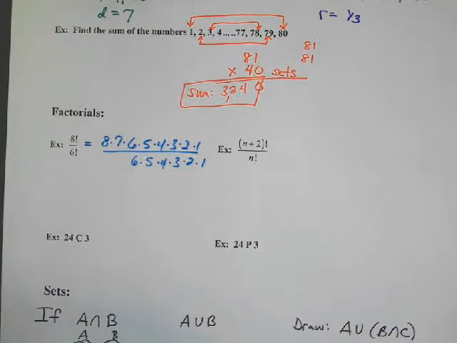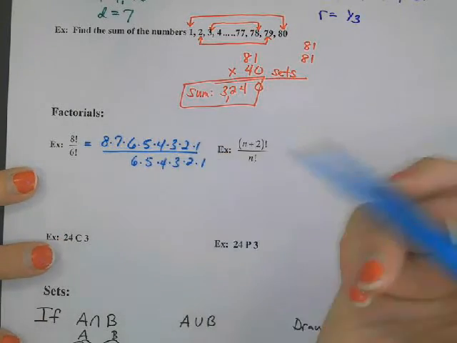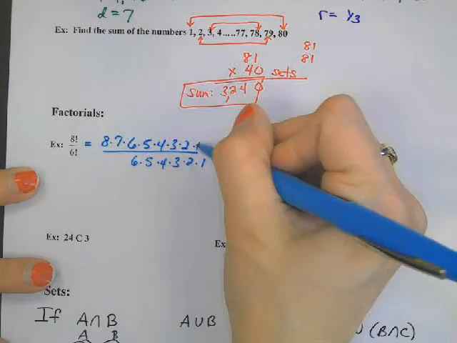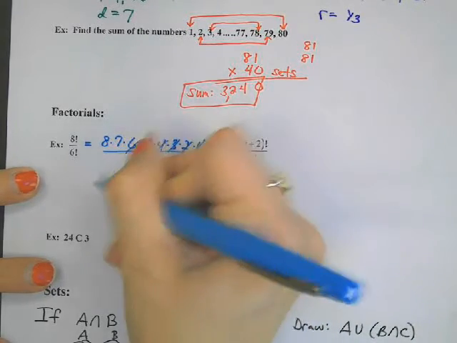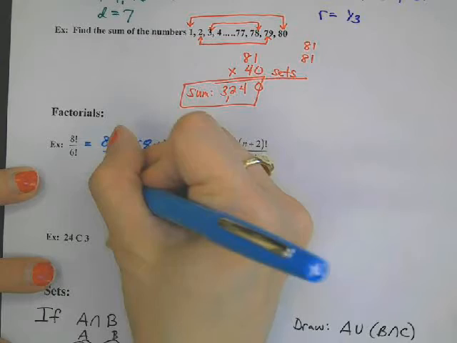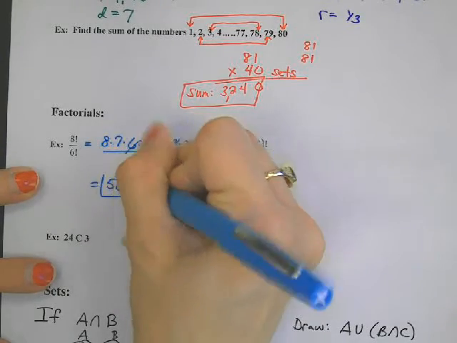Now, you don't have to pick up a calculator and push all these buttons. In fact, I'd rather that you didn't. This is a question of, do you know factorials and how to cancel? The 1 with the 1, the 2 with the 2, and the 3 with the 3. And you can cancel all these things out. So all you have to know is what 8 times 7 is, and that's 56.